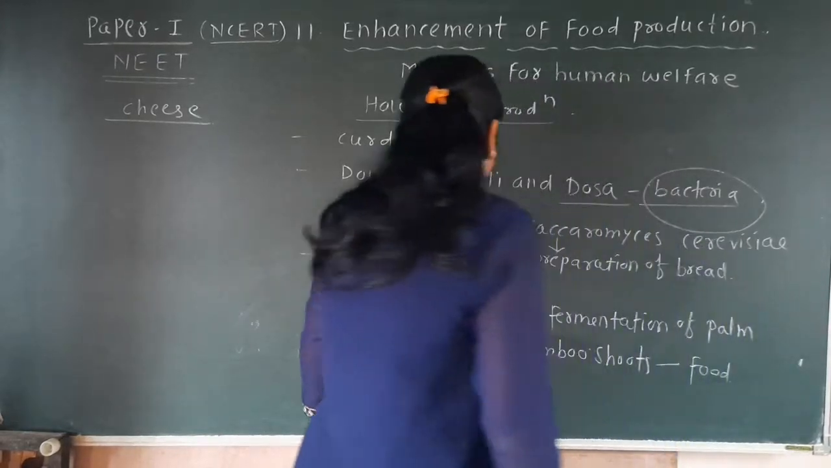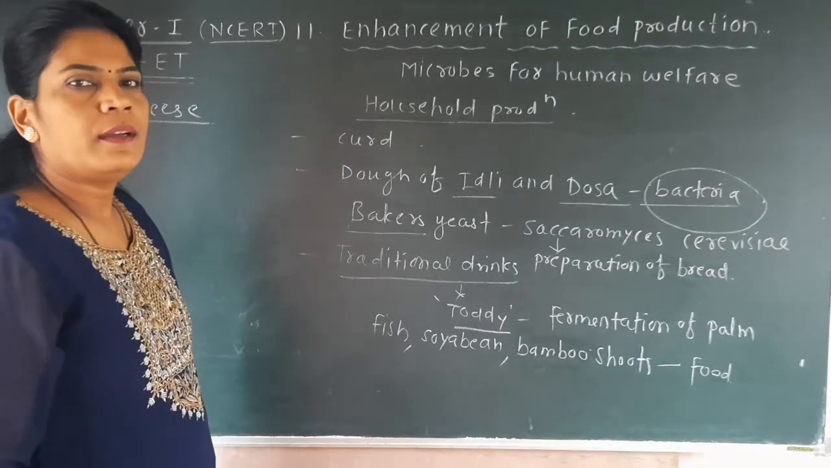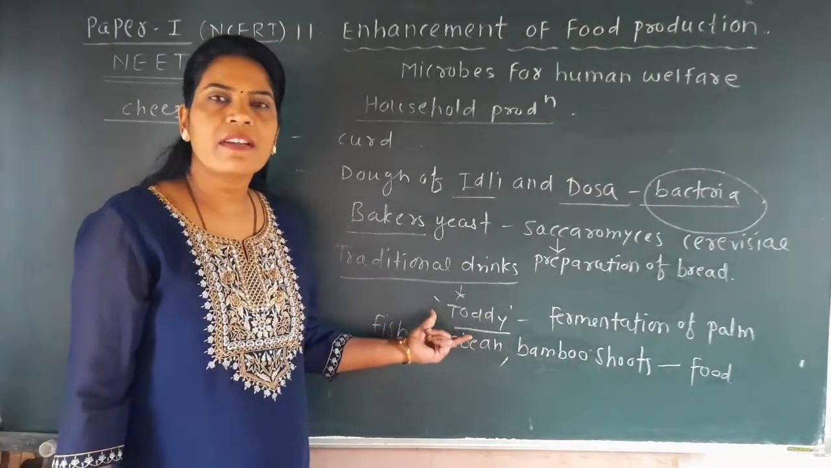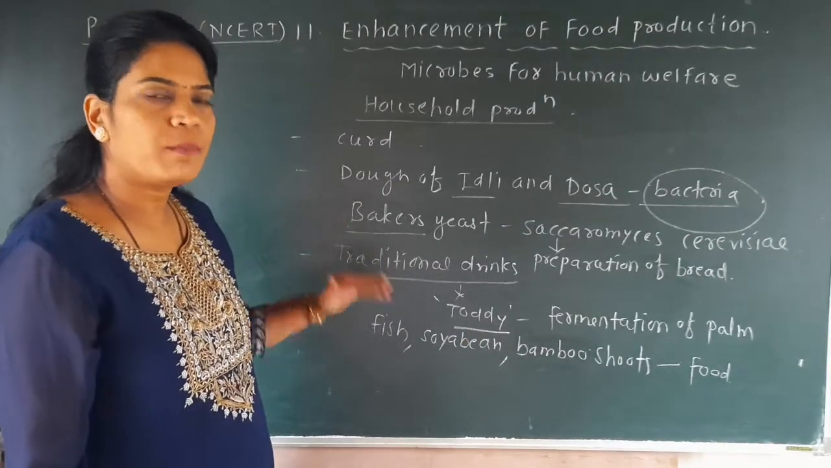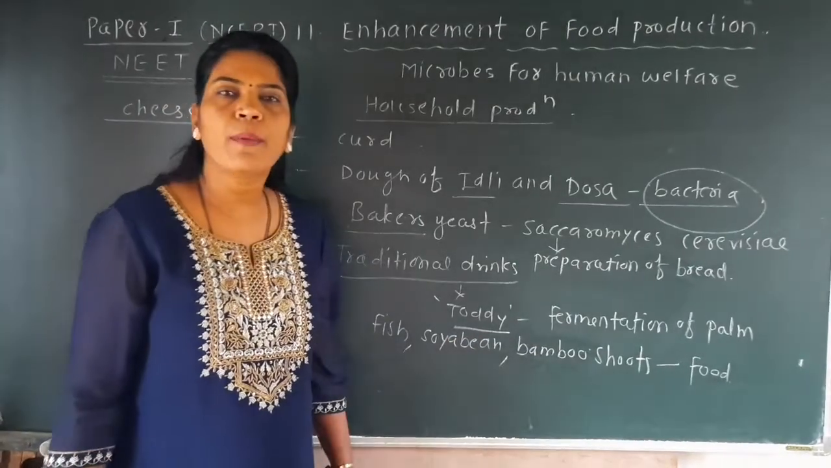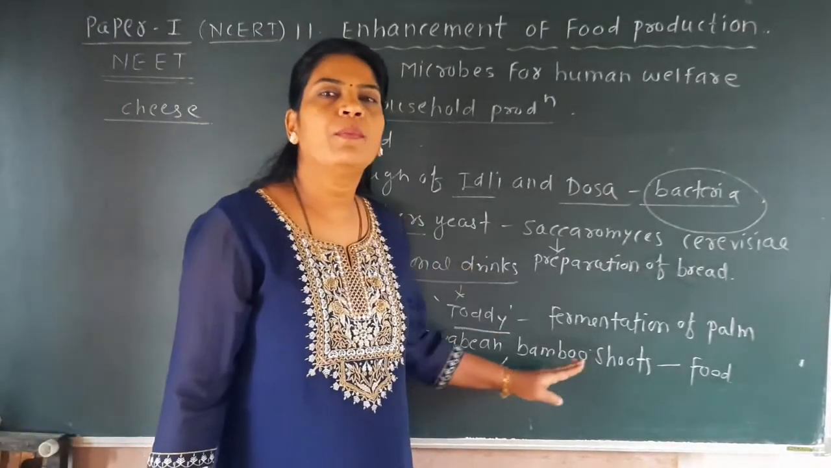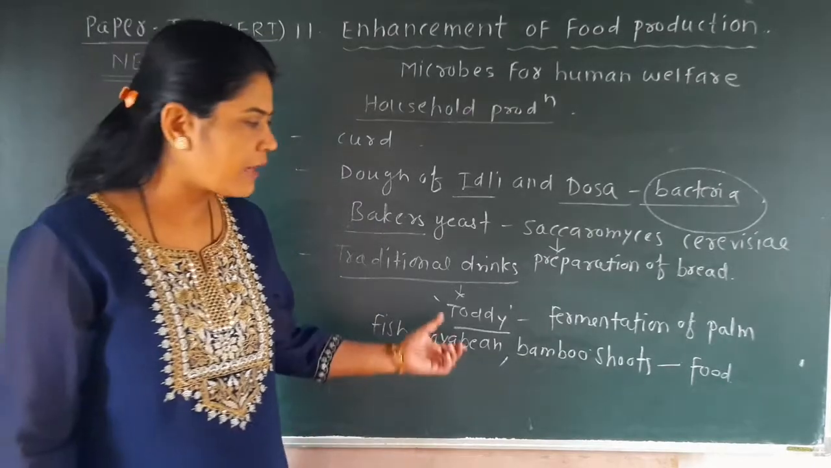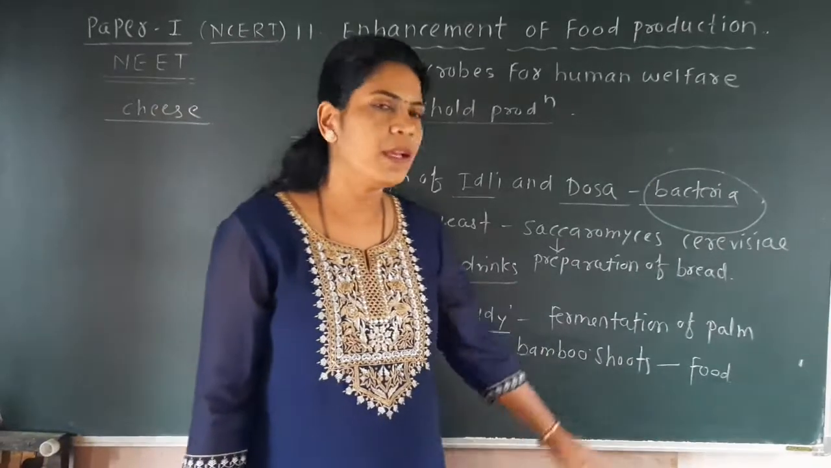So here we have to discuss that palm tree is also fermented, by which toddy, the national or traditional drink in South India, is prepared. There is also fermentation of fish, fermentation of soya bean, and fermentation of bamboo. Bamboo is a plant, and the shoot, the stem part of the plant, can be fermented, by which different foods can be prepared. So this can also be used for the fermentation process, by which food can be prepared.